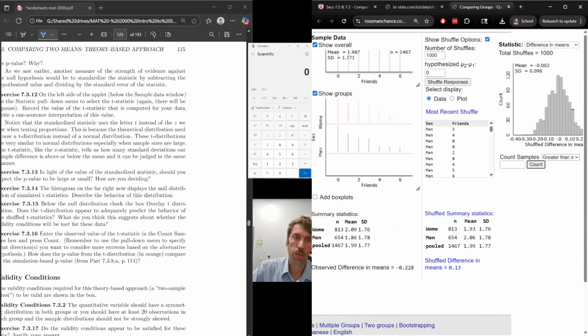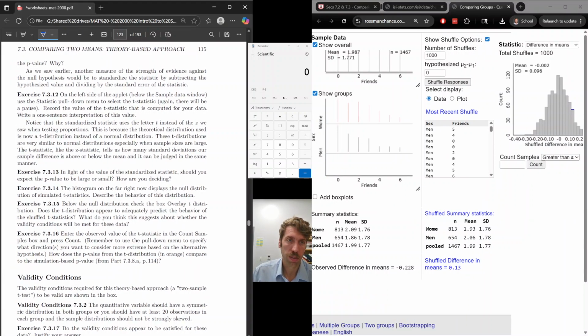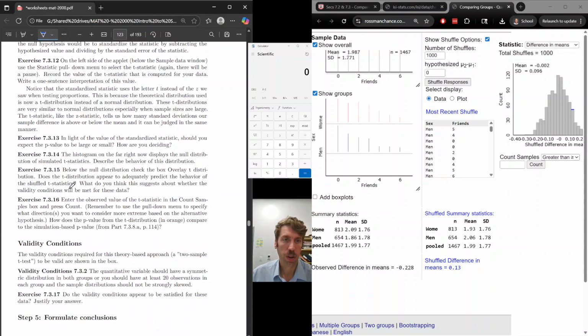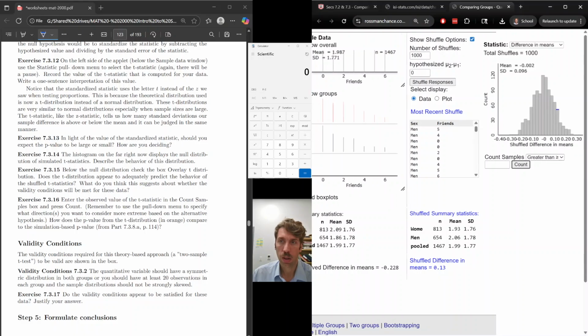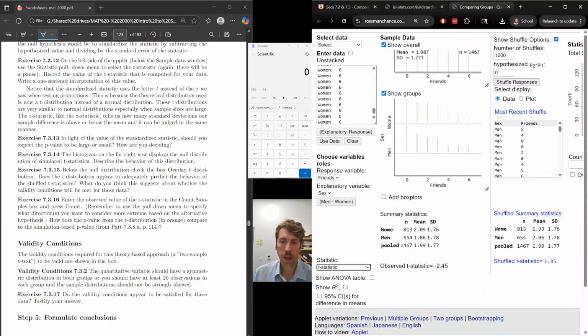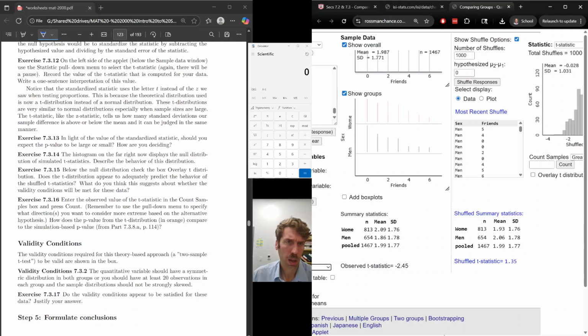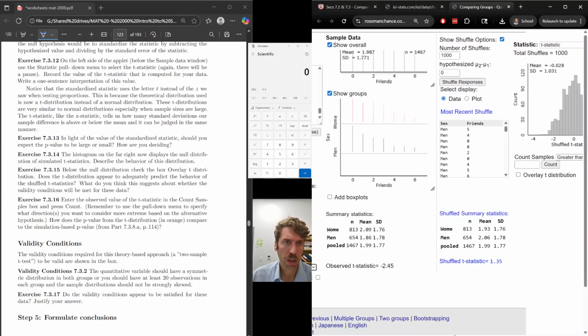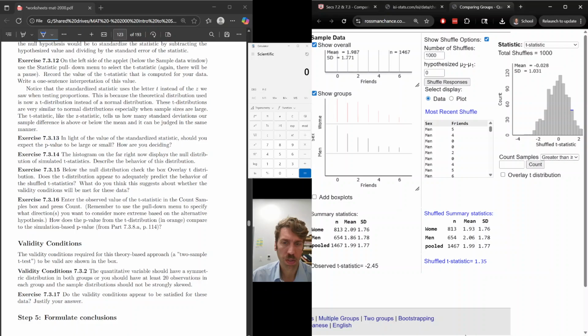Okay, move over here so that I can see all the words. All right, now for number 12, on the left side of the applet, below the sample data window, use the statistic pull-down menu to select the t-statistic. You can actually select it up there or down here. So I'm going to select t-statistic. I'll do the normal one. Then record the value of the t-statistic that is computed for your data. Write a one-sentence interpretation of this value.